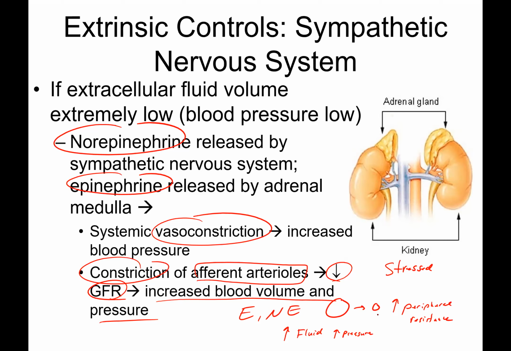Some people can't sleep when they're stressed. Some people, all they do is sleep when they're stressed. Some people cannot eat when they're stressed, and some people, all they do is eat. So stress has a variety of ways it can hurt you or exhibit signs and symptoms, but one of them can be the constriction of the afferent arterioles, or the tubes that go into the glomerulus. When that happens, you increase blood volume and you increase pressure.